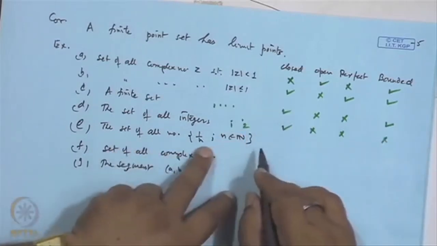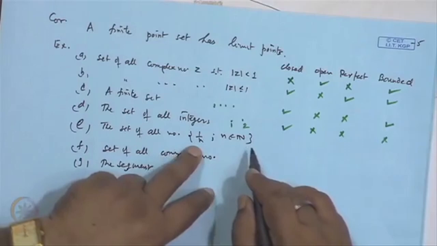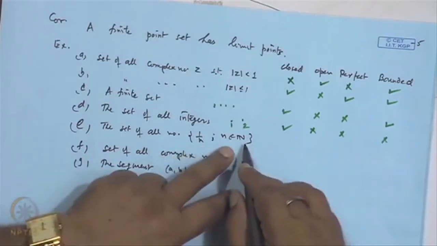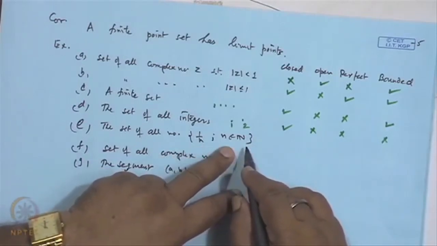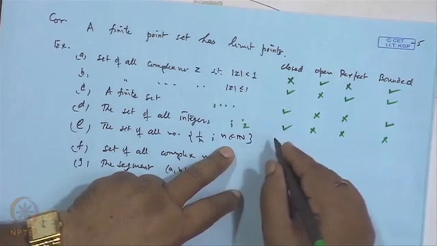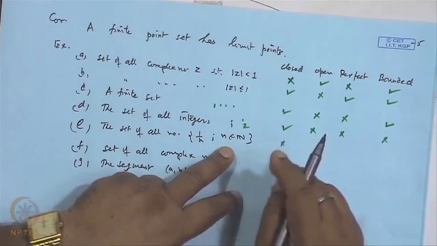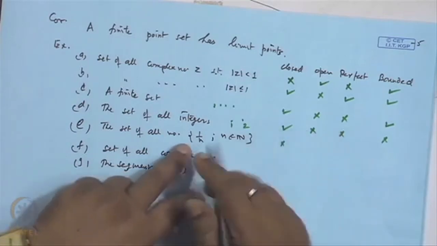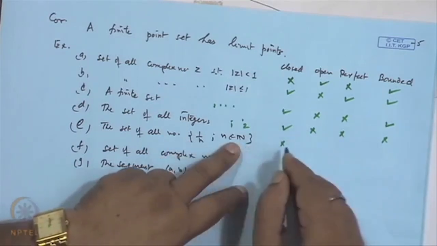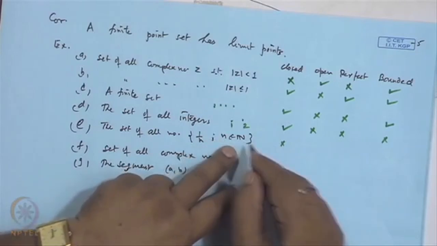Then the set of all numbers 1/n. 0 is the limit point for this, and except 0, no other point is a limit point. So this set E is not closed, because closed means all the limit points belong to the set, and 0 is not a point in it. So 0 is a limit point which is not in E, so it is not closed.